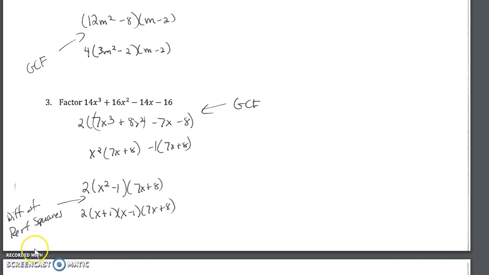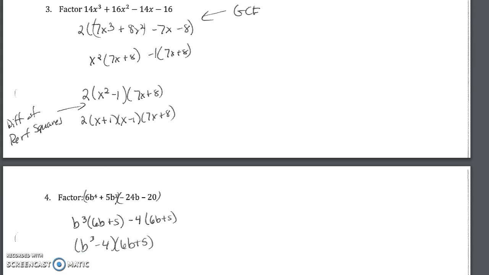Hopefully you got there. Again, pause the video and give the students a chance to do number 4 on their own. I'm back with the answer for number 4. This one didn't have anything special in it. There was no GCF, so you could just do factoring by grouping. b cubed minus 4, 6b plus 5.